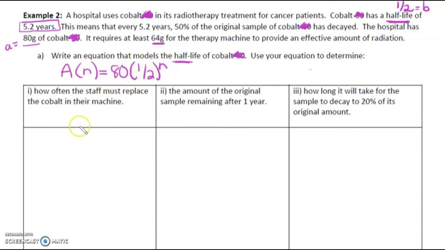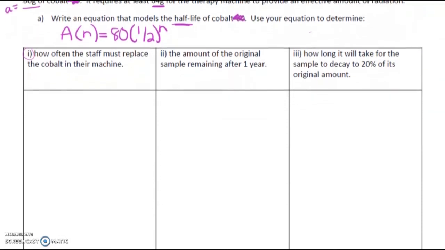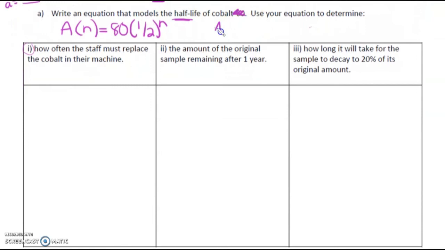Okay, and after we do the question in number 1, Roman numeral I, we'll apply the 5.2 years. Just to let you know, A is going to represent the amount of cobalt, and then N is going to represent the number of half-lives, with a V. There we go. Okay, how often? Use your equation to determine how often the staff must replace the cobalt in their machine.